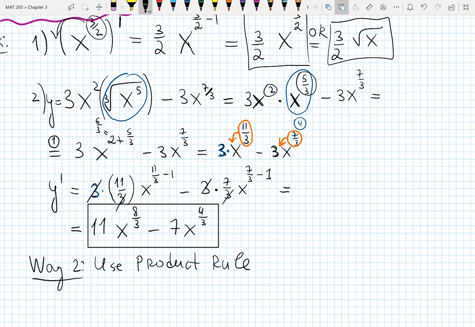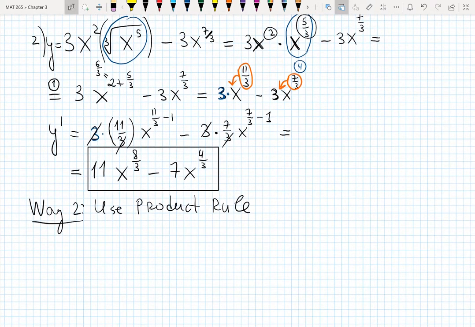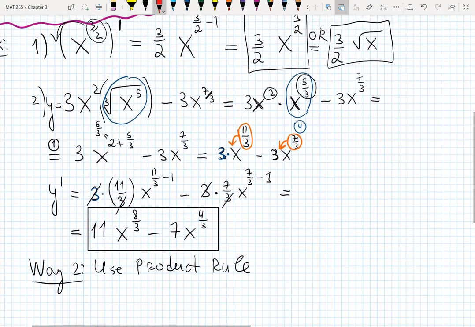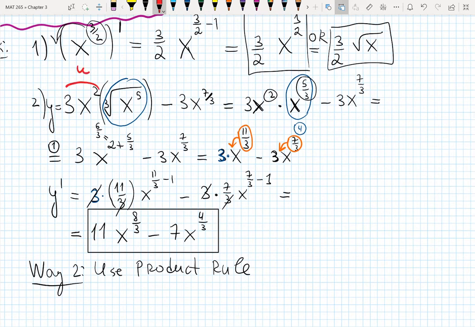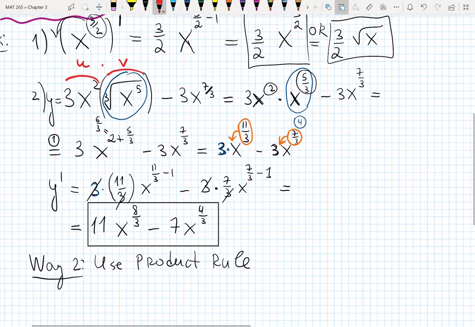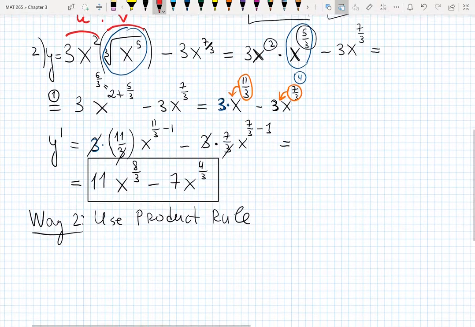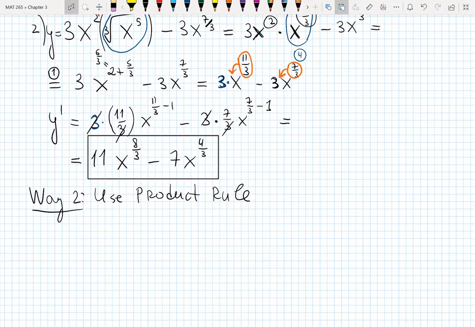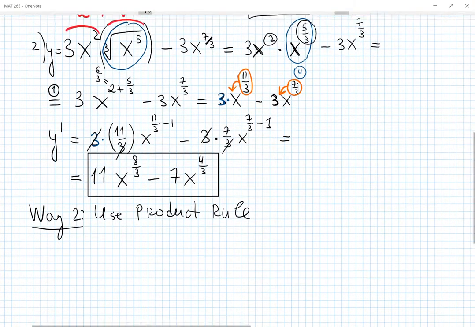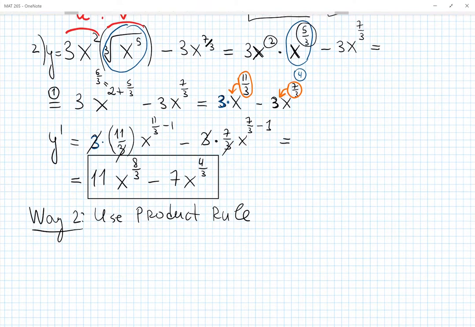Product rule. Then where is going to be my u? This is my u, this is my v, and then you do u times v. Prime is u prime v plus v prime u. It will be longer though, but still going to work. In these examples, we kind of hope you will simplify first.